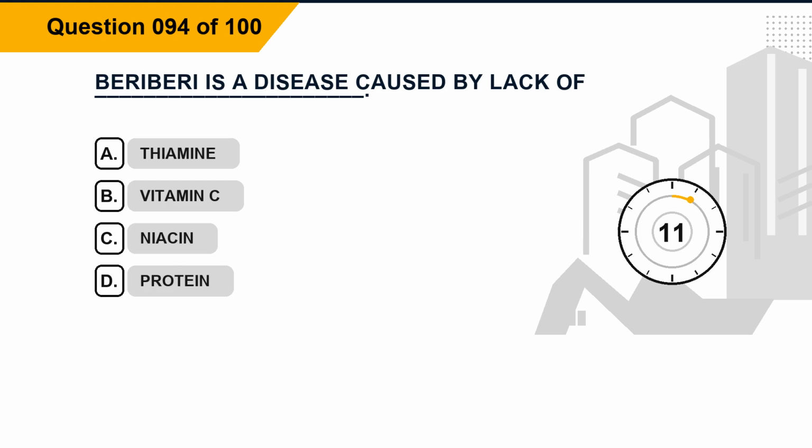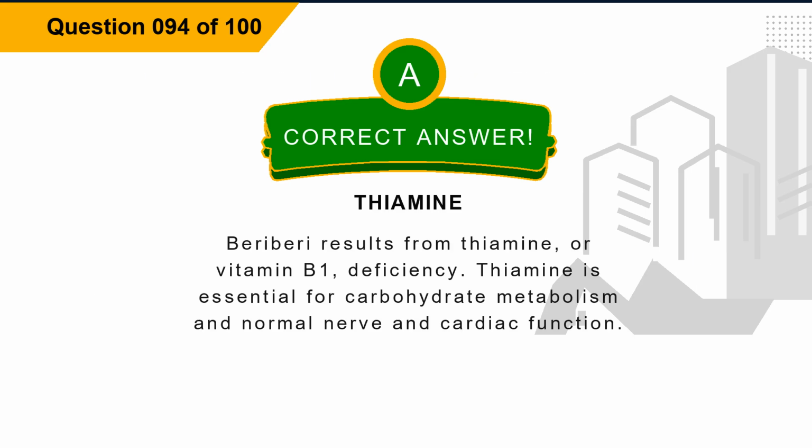Question 94. Beriberi is a disease caused by lack of blank. Option A, thiamine. Option B, vitamin C. Option C, niacin. Option D, protein. The correct answer is option A, thiamine. Explanation. Beriberi results from thiamine, or vitamin B1, deficiency. Thiamine is essential for carbohydrate metabolism and normal nerve and cardiac function.